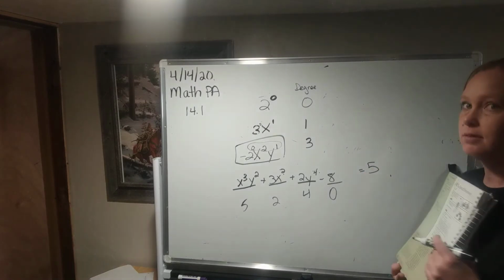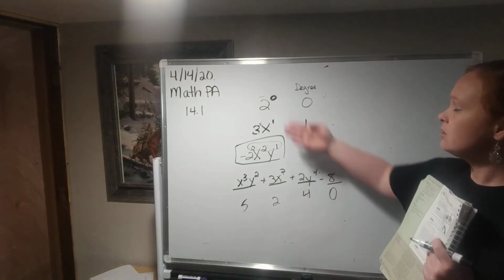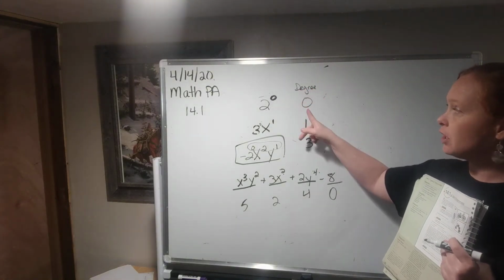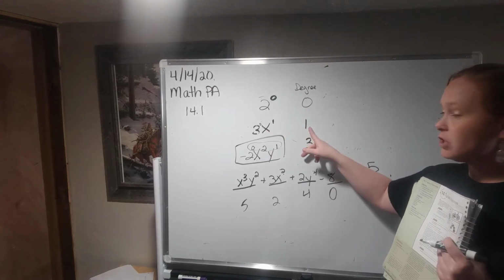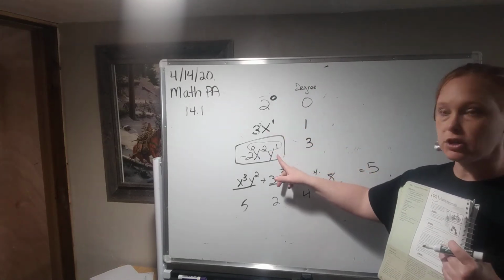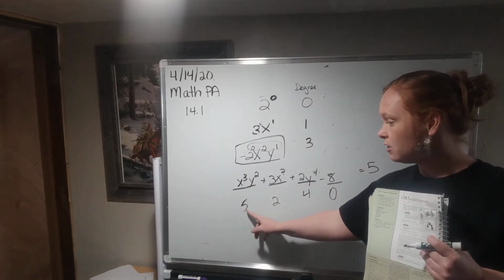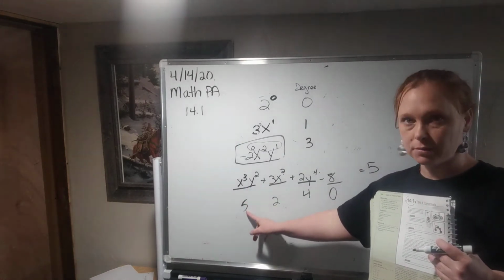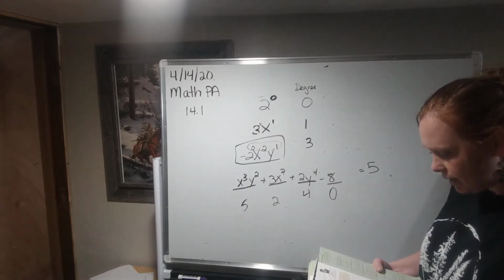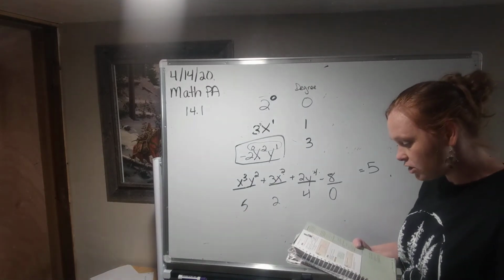Does that make sense? So this is the degree of the term. This is the degree of the term. This is the degree of a term. This is the degree of a polynomial, which we take the degree of the highest term. So let's go ahead and do skill check 2.